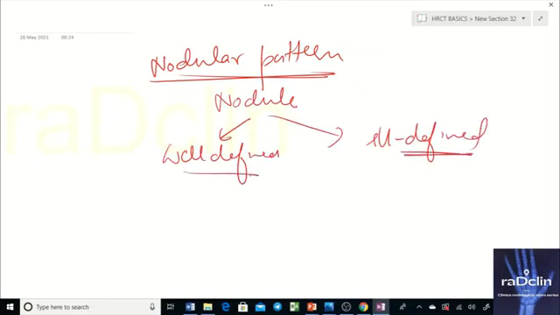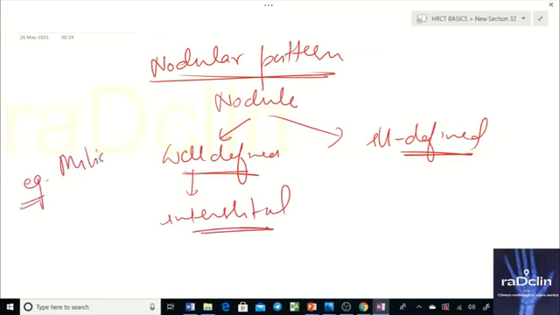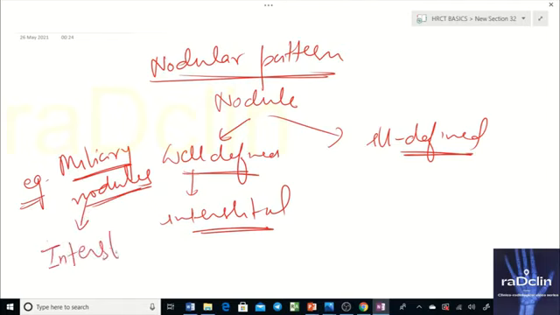Well defined nodules are characteristically what? They are interstitial. This suggests interstitial pathology. For example, if I ask you the question, what are miliary nodules? Miliary nodules of TB or fungal infection, with hematogenous spread, they are typically interstitial nodules. That is why these nodules are well defined. If you talk about ill defined nodules, they simply mean involvement of airspace is there. They are in the alveoli.